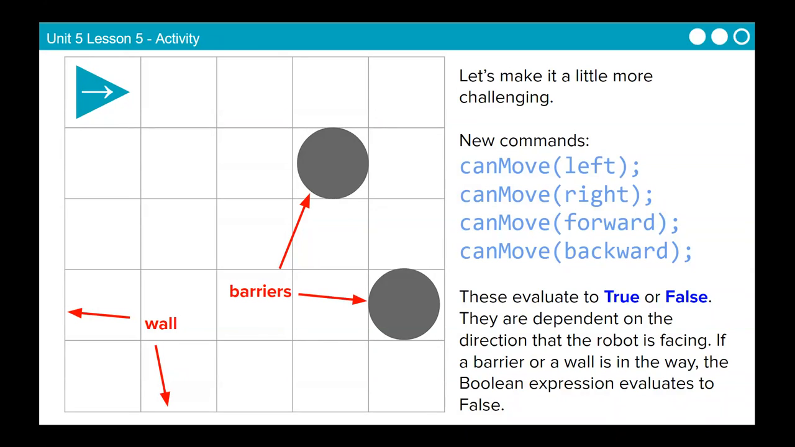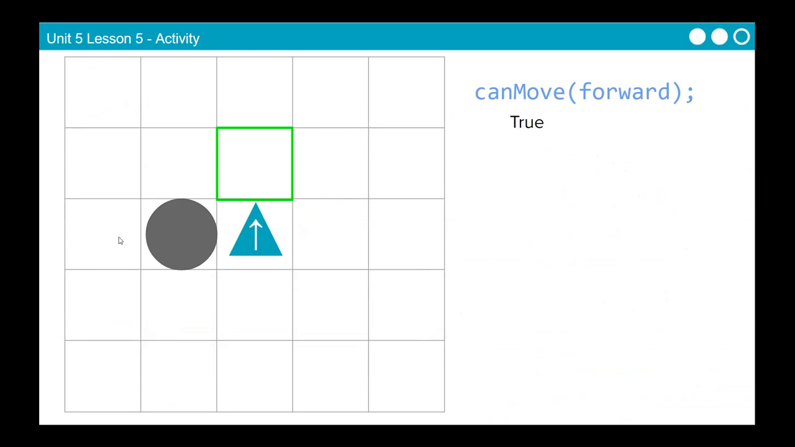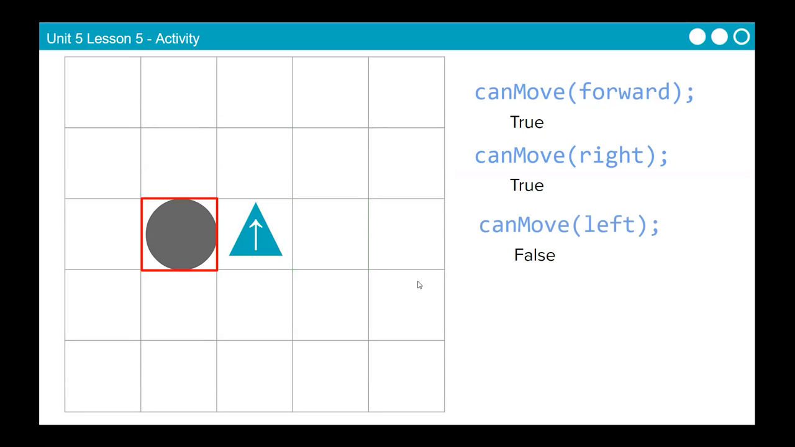Now, we're going to add some new commands to make things a little more challenging. So can move left, can move right, can move forward, can move backward. These evaluate to true or false and are dependent on the direction that the robot is facing. If a barrier or wall is in the way, the Boolean expression evaluates to false. All right, let's take a look at what this is doing. So can move forward is true because there's nothing in the way of this thing to move forward. Can move right is true because there's nothing in the way to having it move over to this other square. Can move left, there's a big barrier here, so it can't move into that square. And can move backward, it can.